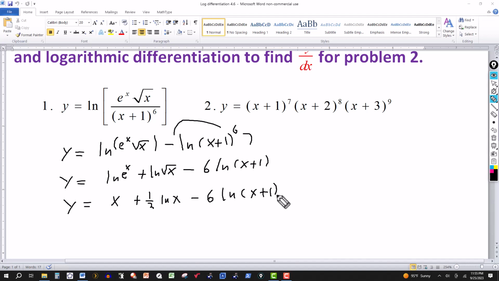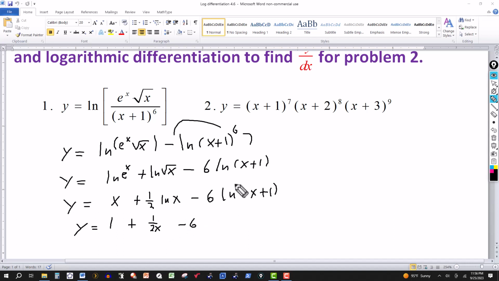Now I'm going to take the derivative expression by expression. So this will be y prime, that's the derivative dy over dx. Derivative of x with respect to x is 1. And then here I have a constant, so derivative of ln of x is 1 over x. So this will be plus, again, derivative of ln of x is 1 over x. So this becomes 1/2 times the 1 over x. I just put it this way. Then I got the minus 6 here.